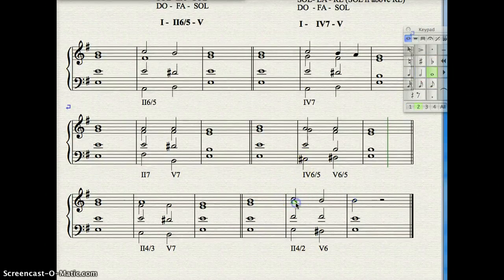La, sol, sol, and the alto, fa. Either fa, sol, me, or fa, fa if you want a 5-6-5. Okay.